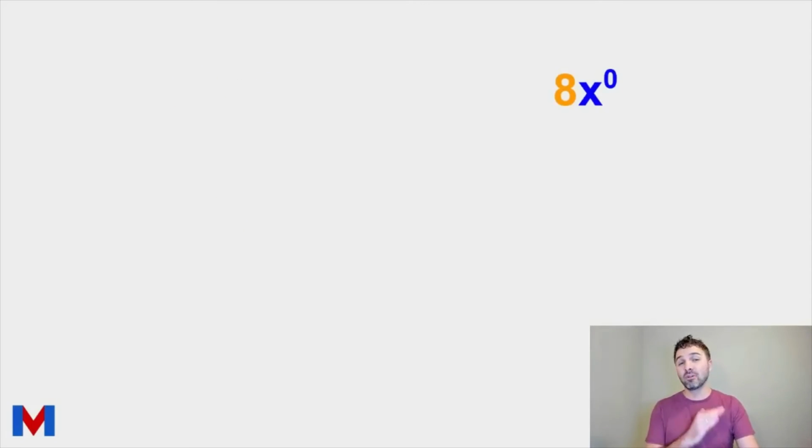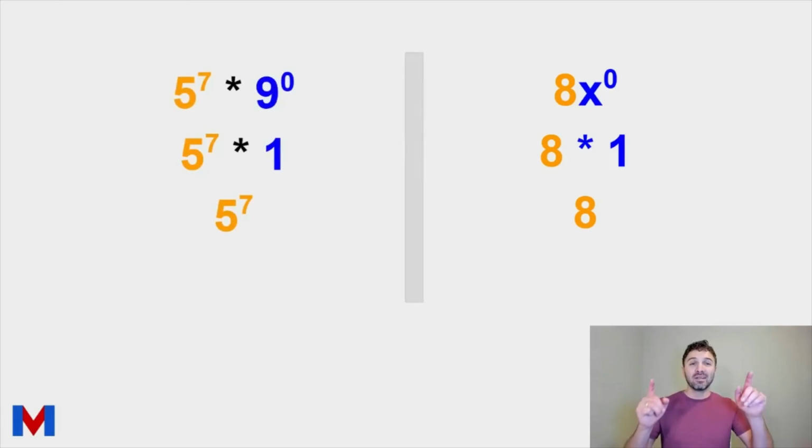What about 8x to the 0 power? This is where I get people messing up. Only the x becomes 1, because that 0 exponent is with the x. It is not with the 8. So we have 8 times 1, which is 8. So it's any base with the 0 exponent that becomes 1. Nothing else is attached to it.